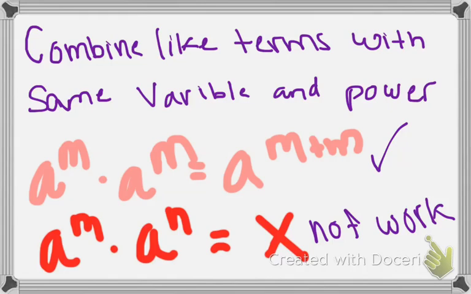An example that would not work for this is a to the power of m times a to the power of n. Although the variables are the same, the powers are not, so it will not work.